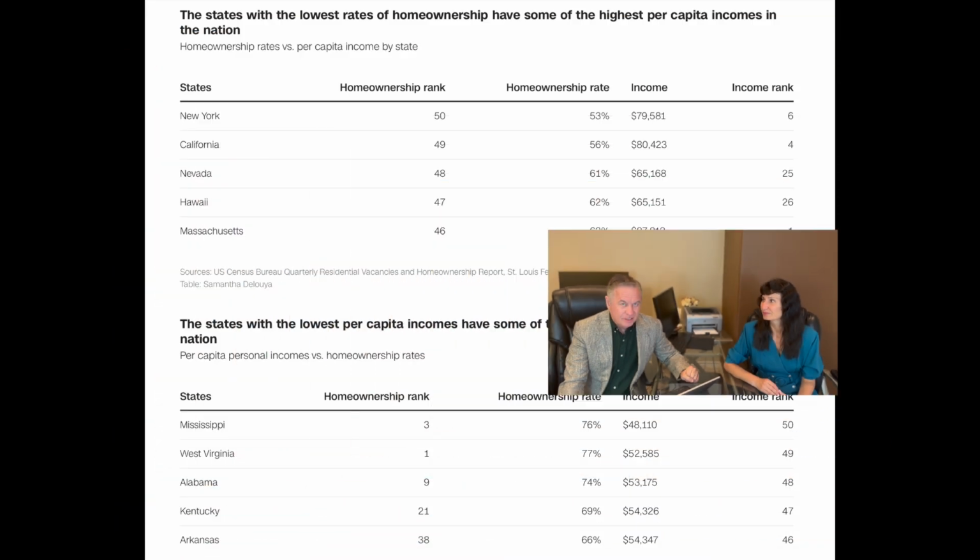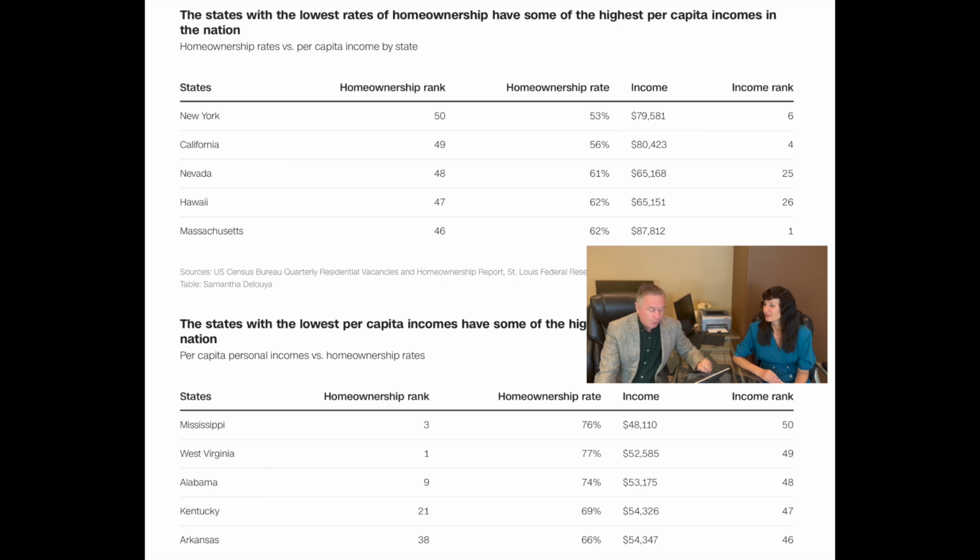Here's the last chart I'm just going to show you real quick. This is more concise because the top graph there, or the top chart, it's actually a table, but it has the lowest 5 states for homeownership rank. So 50, 49, 44, 7. So it's New York, California, Nevada, Hawaii, Massachusetts. Okay. Then it has income rank. So New York, California, and Massachusetts are 3 of the top 6, but they have the lowest home ownership.